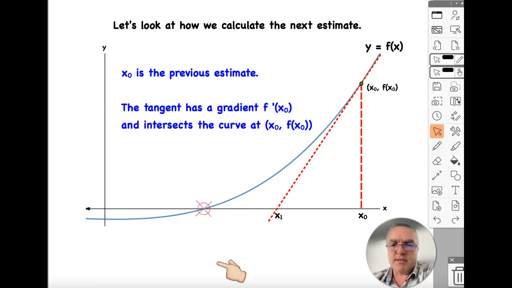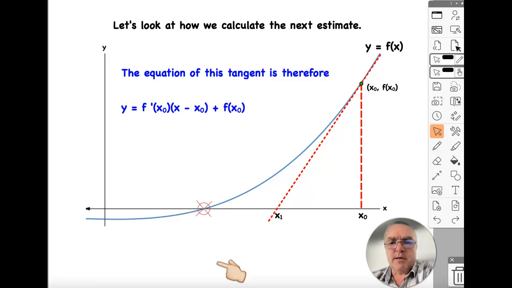And that tangent has a gradient that is given to us by the derivative. So at this point, that tangent has a gradient that is f prime of x when x is equal to x naught. And the tangent intersects the curve at this point, x naught, and there's f of x naught. So the gradient is f prime of x naught, and the y value is f of x naught. We've got the derivative and we've got the function.